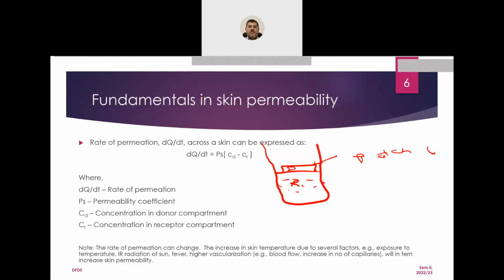For the same patient with the same condition, there will be other factors that may affect the permeation rate. For example, increased skin temperature, exposure to heat, radiation of the sun, having fever, or high vascularization due to blood flow, increasing the number of capillaries. This will also increase skin permeability. Some factors are physiological and some are physicochemical properties of the drug itself, which affect the permeability coefficient and also the remaining amount of the drug in the donor compartment, which is the patch.